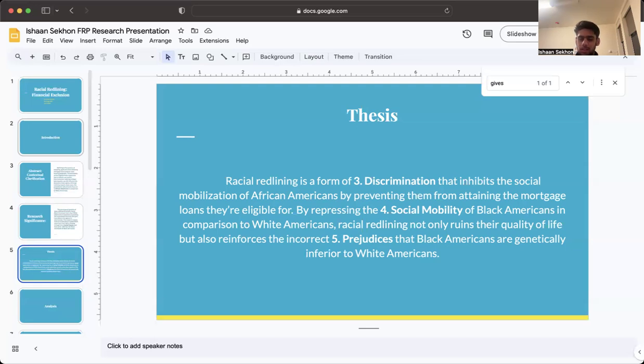Now, to clarify what I just said, I'm saying that varying mortgage rates, which result in less money for Black Americans, create this notion that Black Americans are worse than white Americans. That is not true. I'm here to prove that Black Americans are equal to white Americans. That's just a system that is wrong.